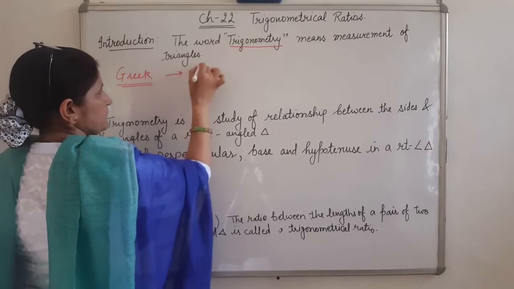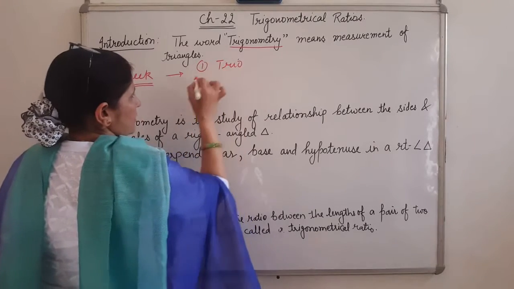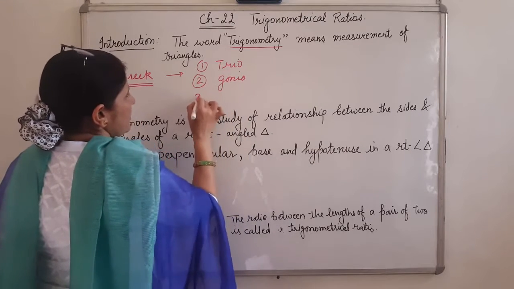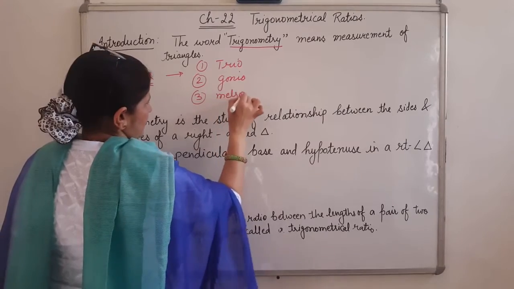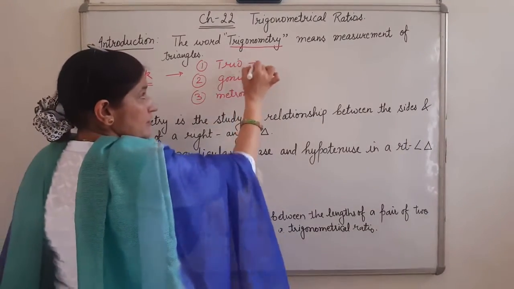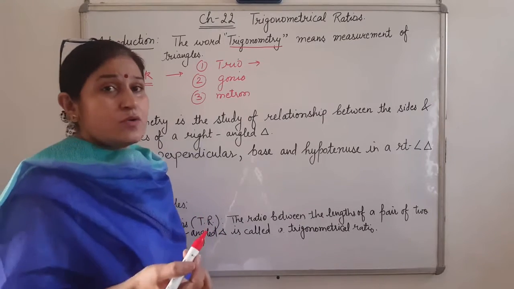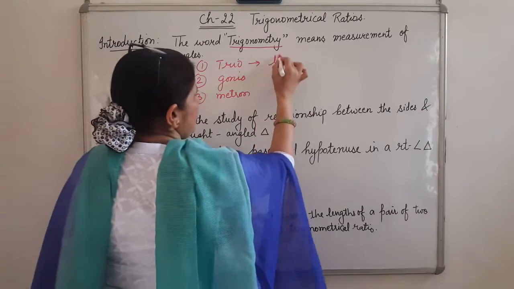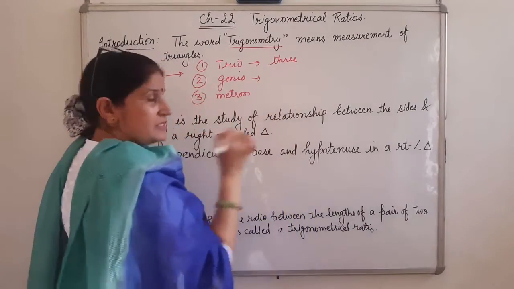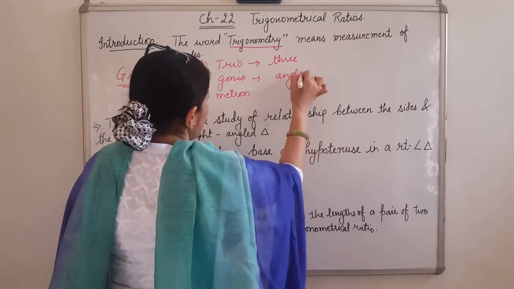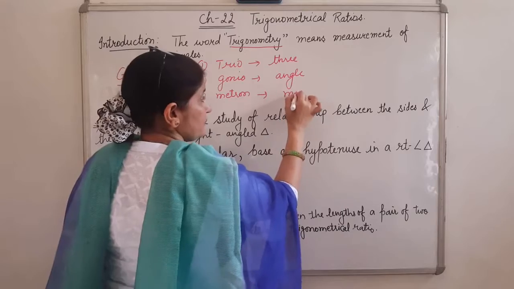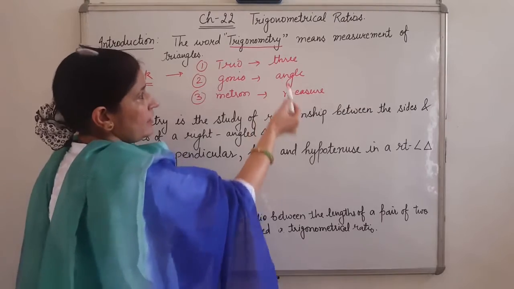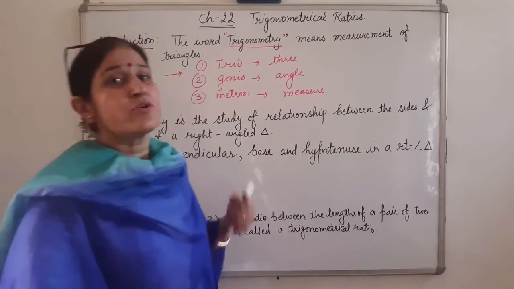That three Greek words are there. The first one is trio. The second one is gonia. And the third one is metron. Trio means three or thrice. As we know that in a triangle there are three sides, three angles. Yes, it means three. Gonia means angle, and metron means measure. We use a triangle, their angles, and then we find measurement, that is called trigonometry.